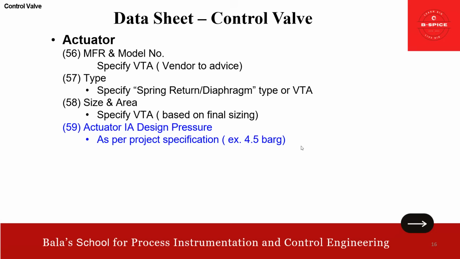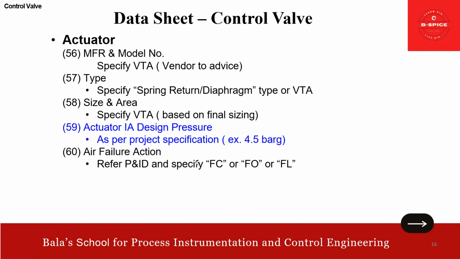Okay. Then we all know this air failure action. What is it? We need to refer to the P&ID. And of course, if you remember the P&ID course, you can see fail open, fail close, fail lost. Okay. So refer to the P&ID, pull it out and input it here. Okay. Then again, failure action on power failure. Of course, this is also the same as item 60, unless the vendor has some other opinion. Actually, I don't think so. Both 60 and 61 should be the same.